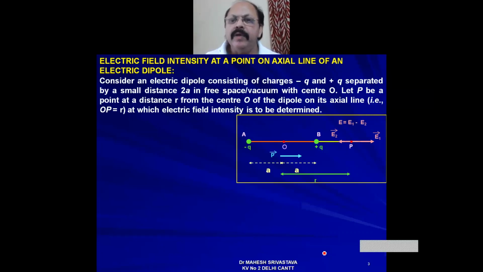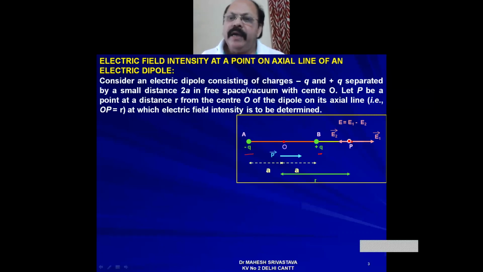So already you know that the electric field intensity at a point due to a point charge is E equal to 1 upon 4 pi epsilon naught Q upon r square. In the same way here we have to calculate the electric field intensity at point P due to plus Q charge and then due to minus Q charge. After that we calculate the resultant electric field intensity at point P.